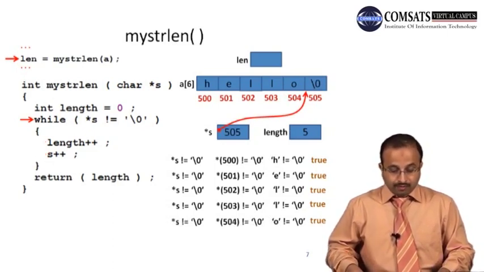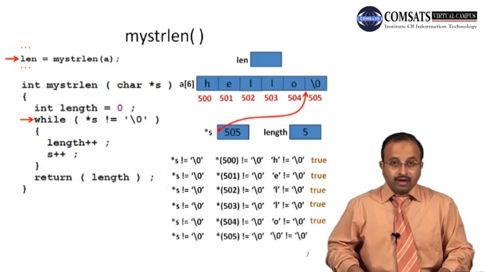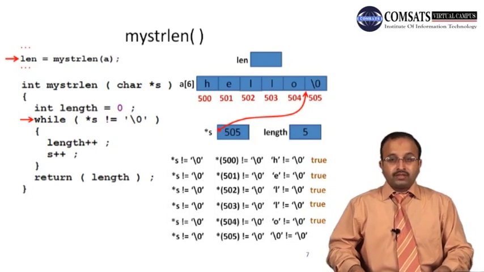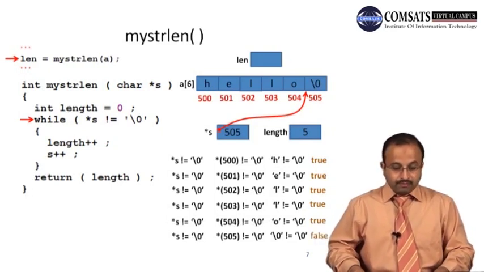So in the while loop, when you check the condition, it says star 505, the value at address 505, that is null. So null not equal to null, is this false or true? Null not equal to null, this is false. So the condition becomes false, it comes outside the loop and it returns the value, it will return the value of length.